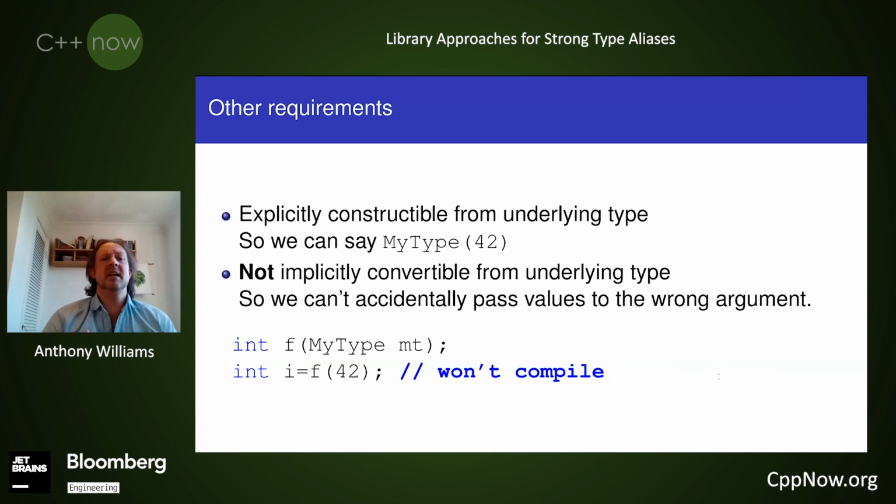So firstly, we want to make it explicitly constructible from the underlying type. If we base it on an int, then we want to say my type of 42. And equally importantly, if we just have a 42 and our parameter is a my type, we don't want it to compile. We do get that if we just have a plain struct, except you'd have to put curly braces in rather than parentheses. But again, we're after additional operations, which is why we're using a template rather than just a plain struct.